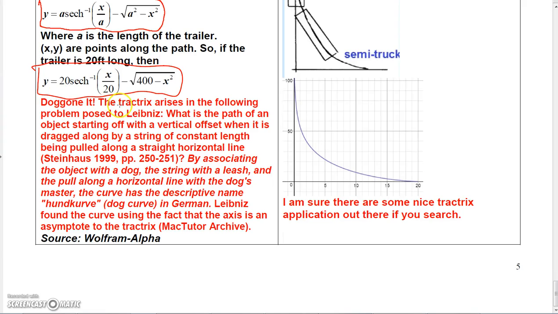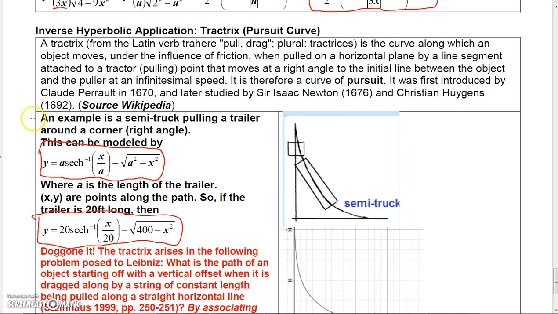Now, I read this too, that this tractrix actually arises in the following problem posed by Leibniz. What is the path of an object starting off with a vertical offset when it is dragged along by a string of constant length being pulled along a straight horizontal line? Well, by associating the object with the dog and the string with a leash and the pull along a horizontal line with the dog's master, the curve has the descriptive name Hund curve or dog curve in German. And Leibniz found the curve using the fact that the axis is an asymptote to the tractrix. So you can see here the vertical axis is an asymptote to that tractrix. So anyway, if you want to study this more, you can, but that's real.